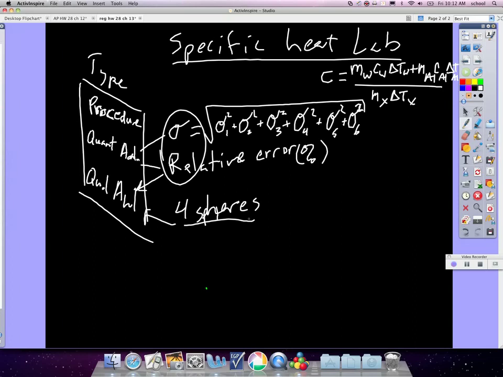Yeah. That equation in the top right hand corner, that's his. Yeah. So any other questions about how this works? Very good.